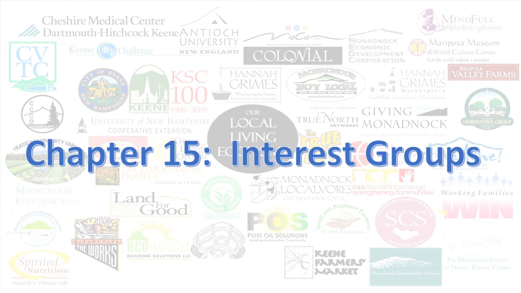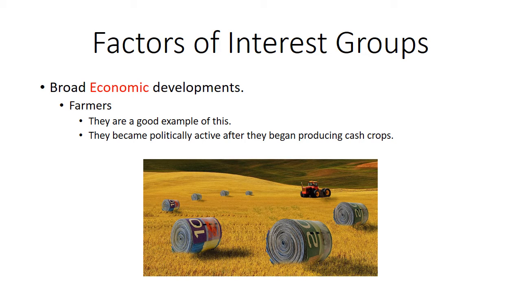Now, as we enter into the interest groups chapter, we're going to take a look at just some of the basics today of what defines and what creates an interest group. Okay, some factors of interest groups. You have broad economic developments. Okay, farmers, for example, are a really good example. They're politically active, and they began producing cash crops to make more money. So again, that tie-in is one of the reasons that they are a really solid interest group.